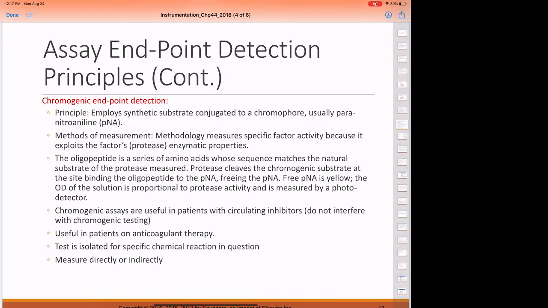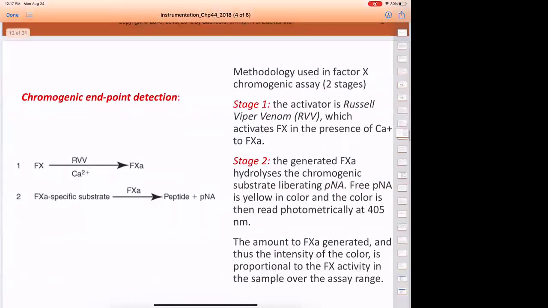It is measured by a photodetector. Chromogenic assays are useful in patients with circulating inhibitors because they do not interfere with chromogenic testing. They're also useful in patients on anticoagulant therapy. The test is isolated for specific chemical reactions in question, and they can measure directly or indirectly.